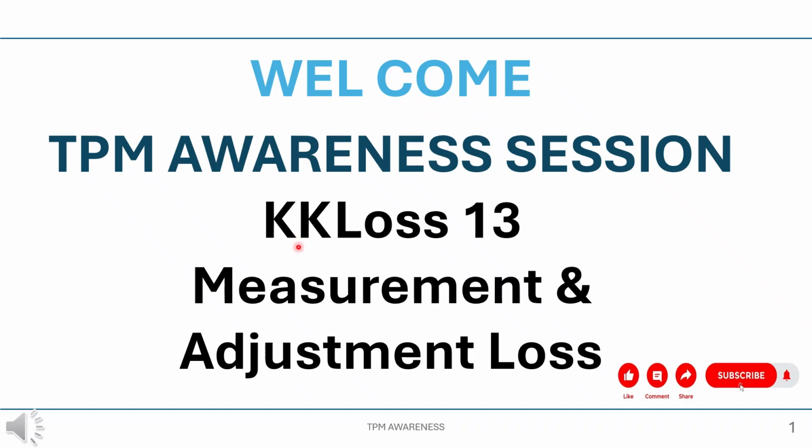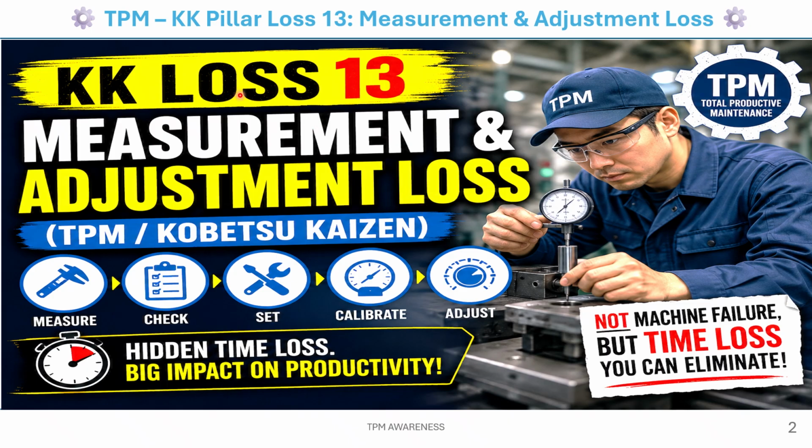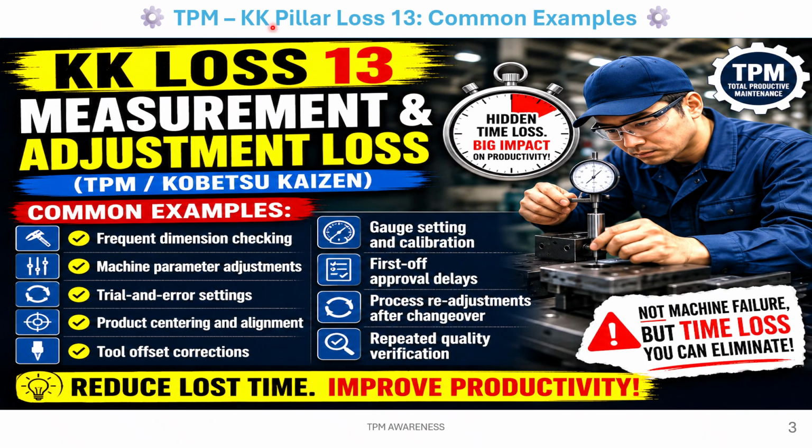Today we are discussing KK loss number 13, measurement and adjustment loss. Measurement and adjustment loss, which is a hidden time loss and a big impact on productivity. So we measure, check, set, calibrate and adjust the instrument. Not machine failure but time losses you can eliminate.